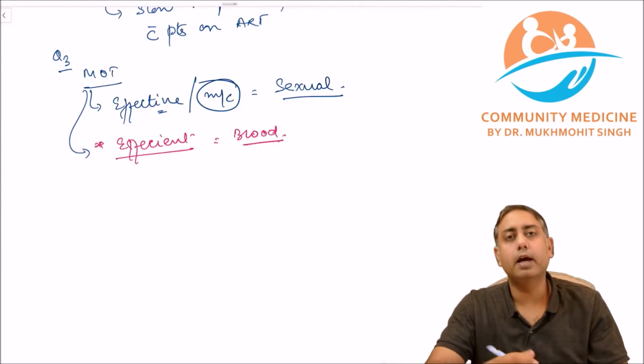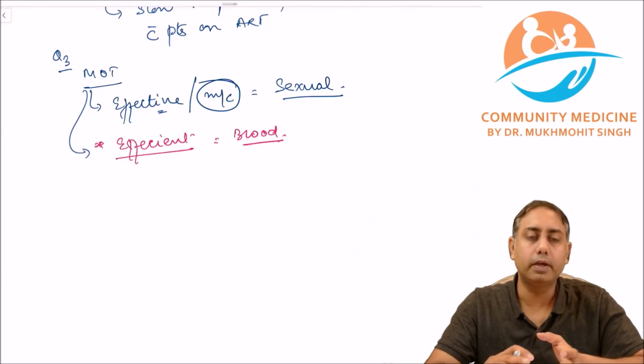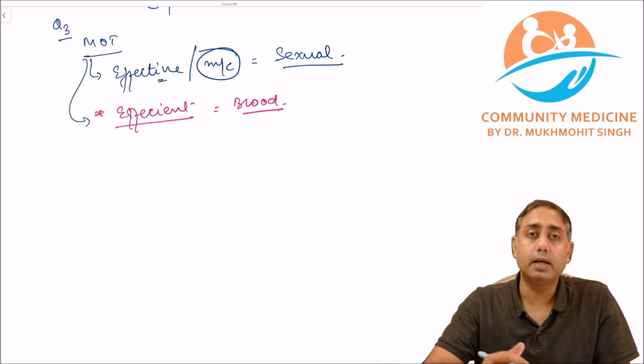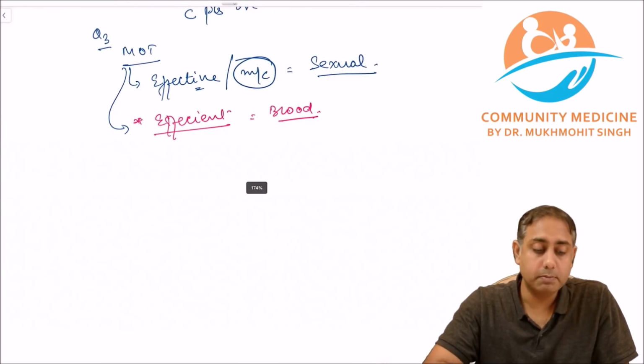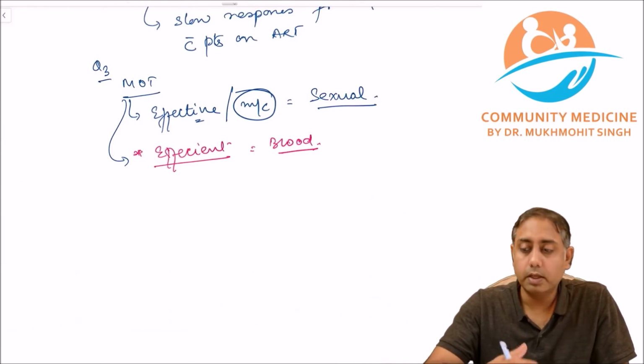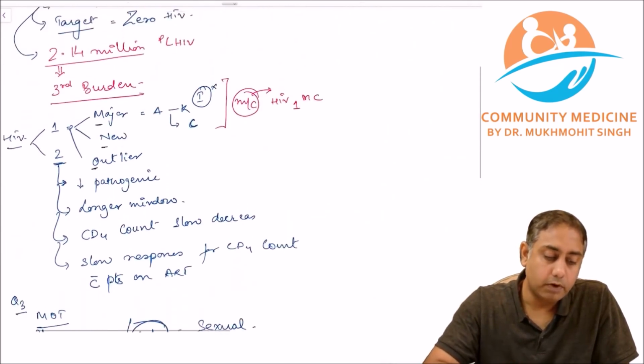So blood has a very high efficiency in transmitting HIV. It's roughly around 80 to 90%, and sexual has only 0.3%. But anyway, please remember, efficient is blood, effective is sexual. So that completes your topics on questions on epidemiology for HIV.